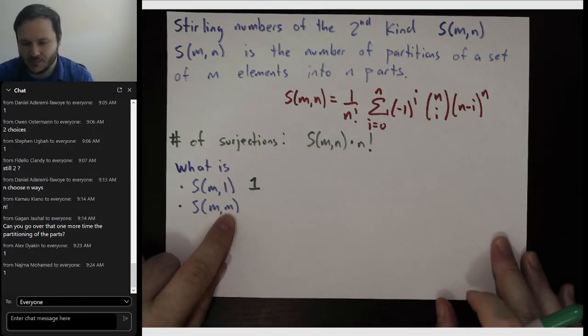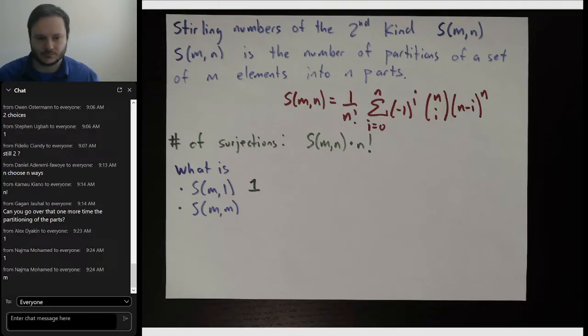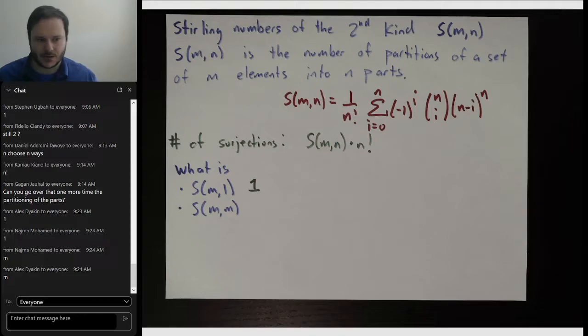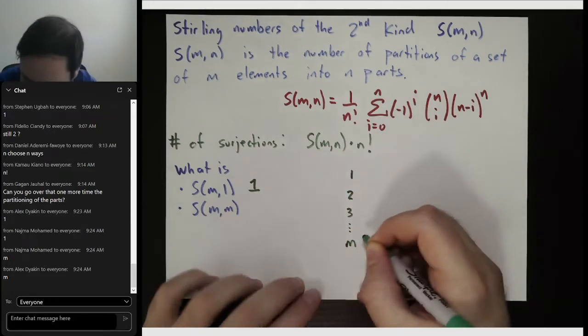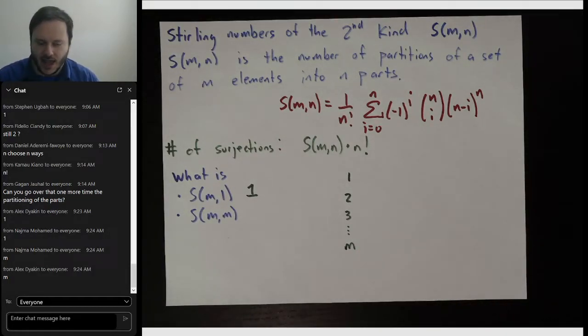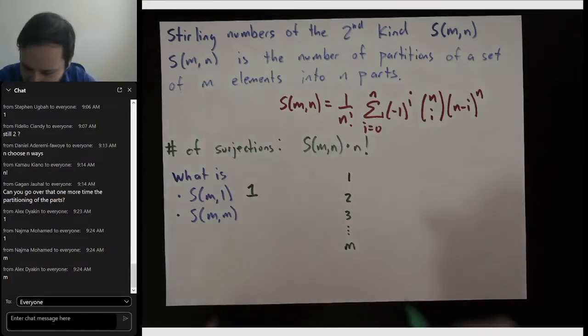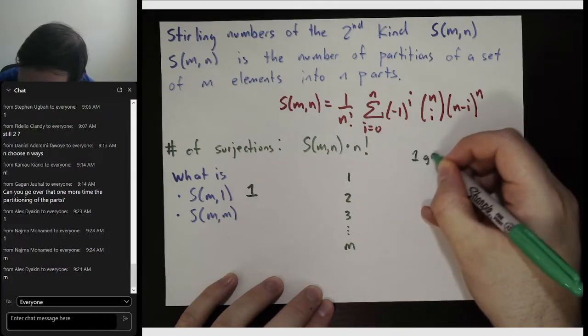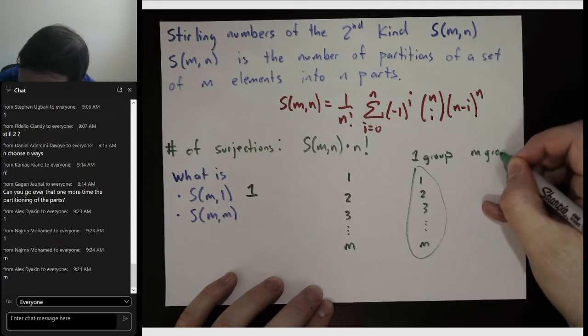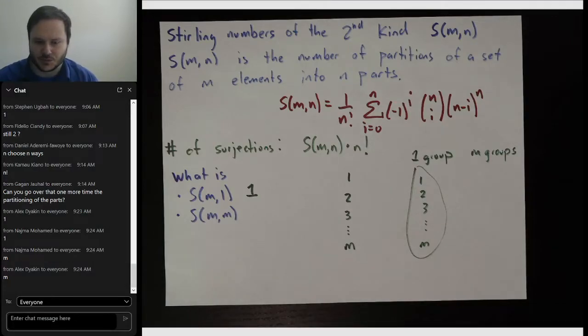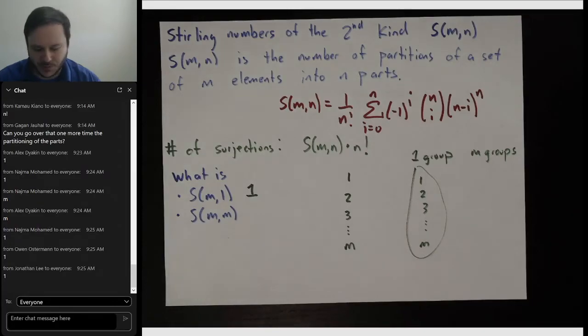How many ways are there to break m elements up into m parts? Not quite m. So let's think about it. If I have 1, 2, 3, all the way up to m, and I want to split this into m different groups, how many things are going to be in each group? So if I want to split this up into one group, my one group would be everything all together. If I want to do m groups, how many elements are in each group? Just one element per group.